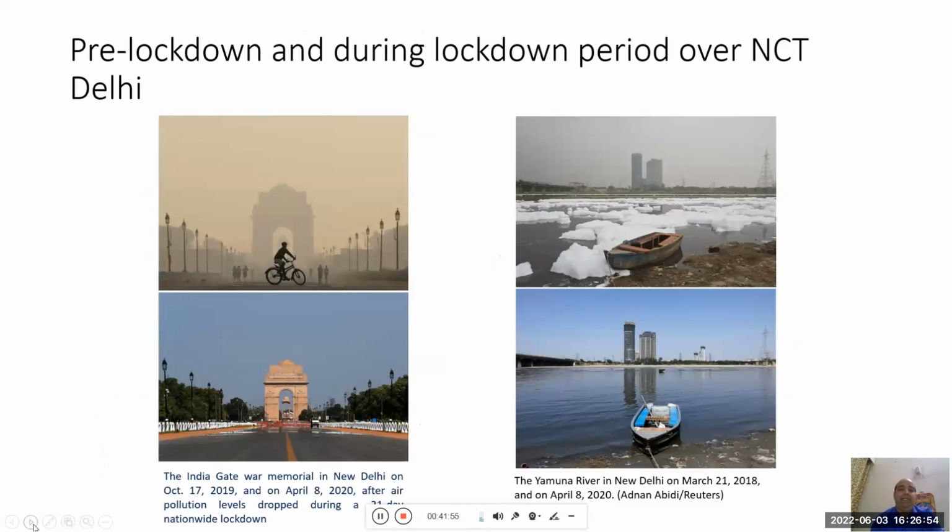So you can see the state of Delhi, with the Yamuna River and India Gate or Memorial Road on October 17, 2019, and what happened on April 8, 2020. You can see the fresh pictures. This shows that there is a clean sky and everything is clean. It's not because of the camera lens and all. The same camera has been used for both pictures.